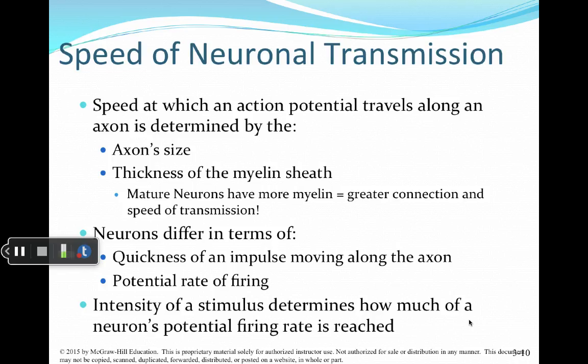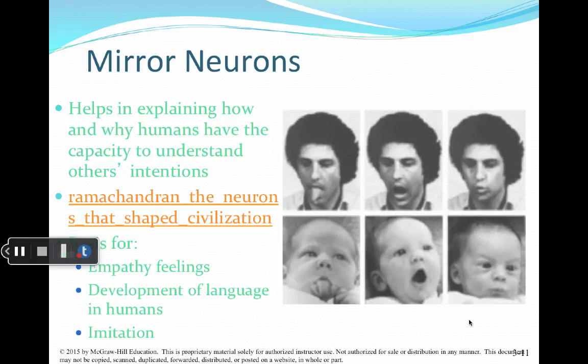So what determines the speed of the neuronal transmission? The axon size, the thickness of the myelin sheath. Mature neurons have more myelin, which promotes greater connection and speed. Also the firing rate and the quickness of the impulse, and the intensity of the stimulus that causes the action potential.